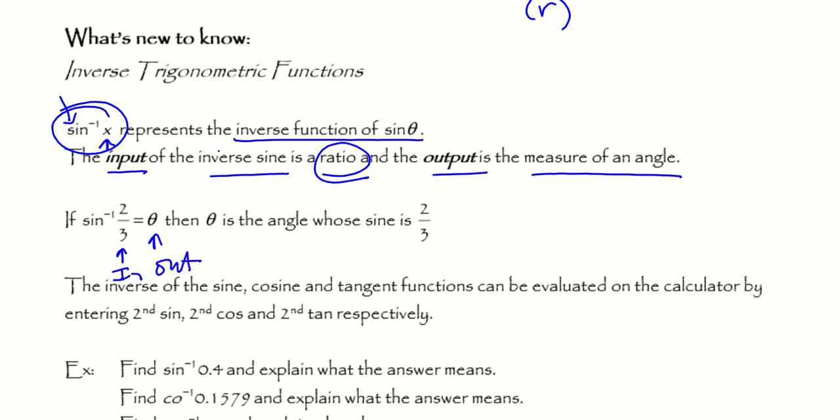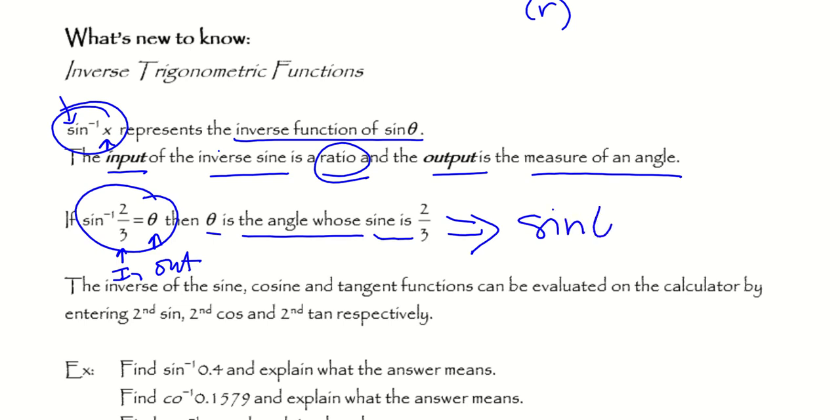Remember that with an inverse function, the input and output switch places. Right? So theta is the angle whose sine is 2/3. Or in other words, if the inverse sine of 2/3 equals theta, then we know that the sine of theta equals 2/3, right? Notice, input ratio, output angle, input angle, output ratio, right? They have switched places.